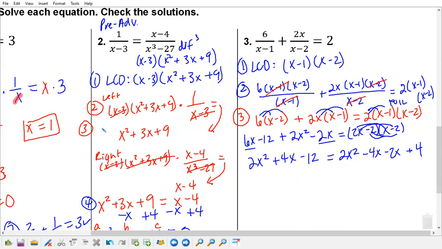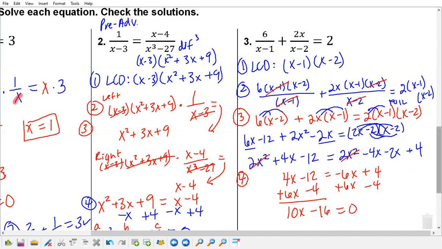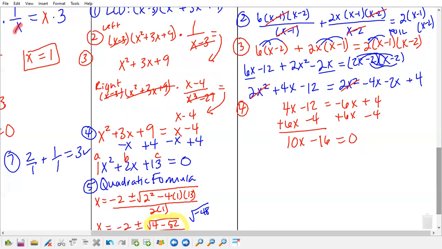Step 4 is to get one side equal to 0. Okay, get one side equal to 0. So 2x squared is going to cancel out, right? Because it's on both sides. And that leaves me with 4x minus 12 equals negative 6x plus 4. So I'm going to add 6x and I'm going to subtract 4. And that leaves me with 10x minus 16 equals 0.